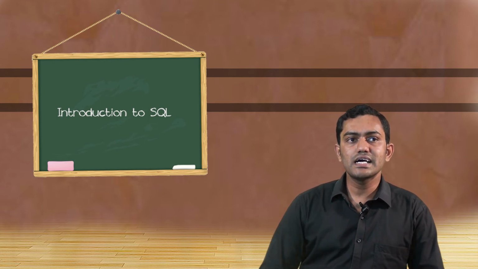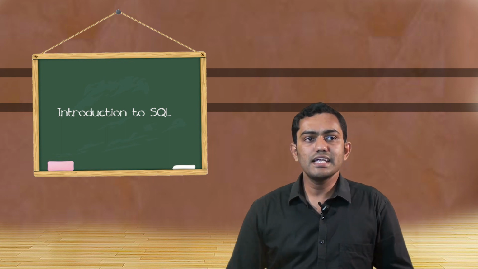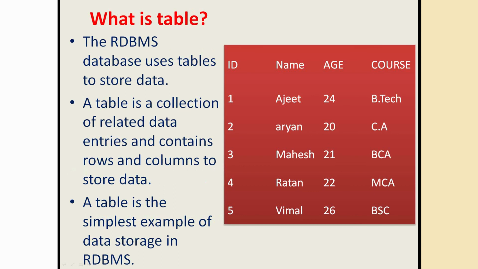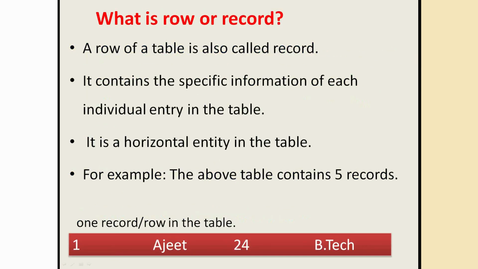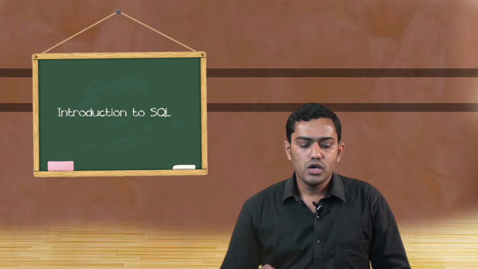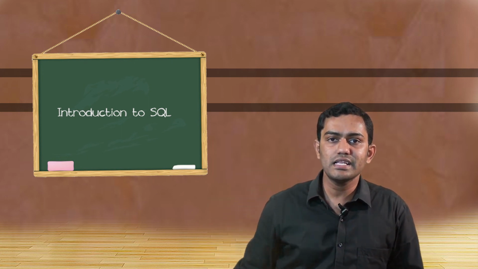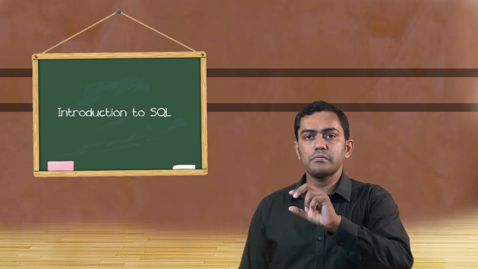Let us discuss what a field means. A field is a smaller entity in a table. It contains specific information about every record in a table. If you observe our previous example, ID, name, age and course are the different fields. Then what does tuple mean? A tuple is nothing but a row in a record. An entire row represents one entity in the student table. One entity is nothing but the entire detail of one particular student.